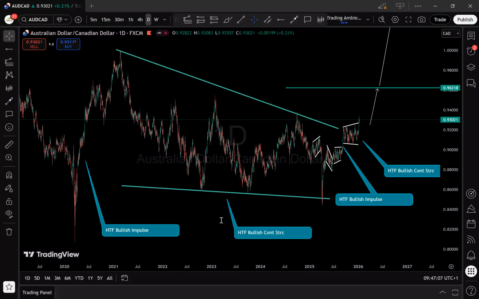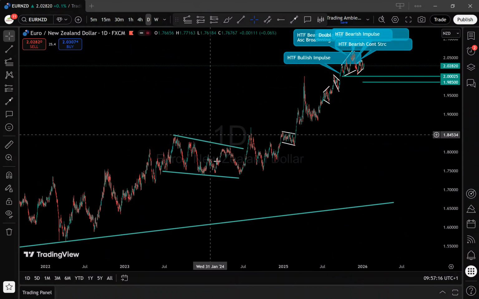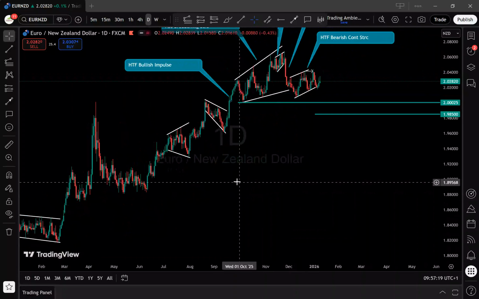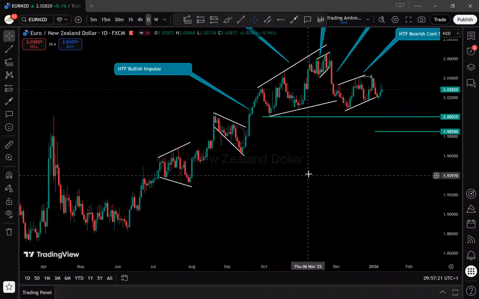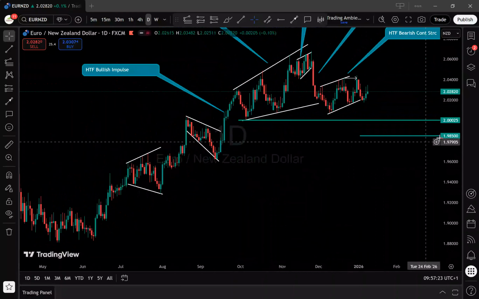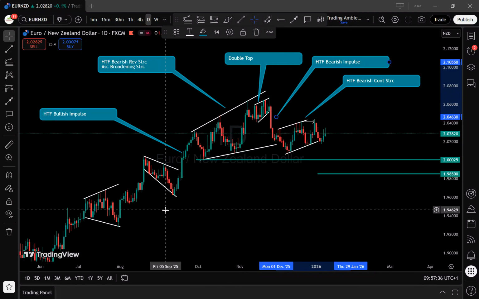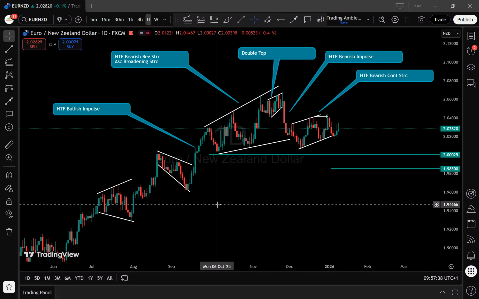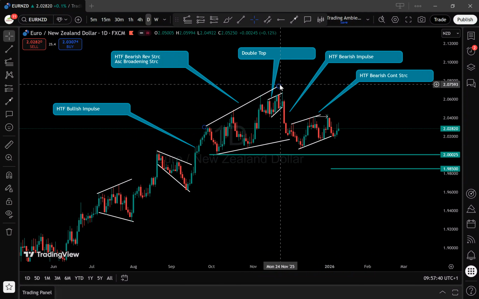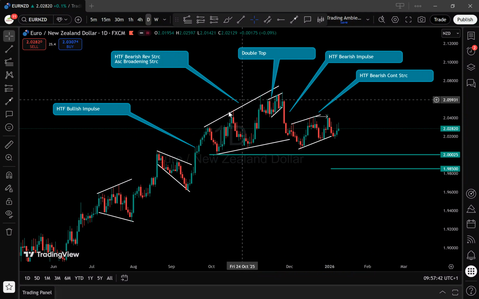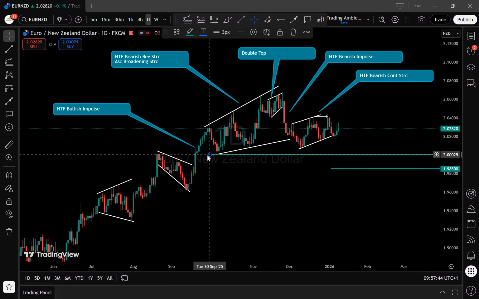So next in line is Euro New Zealand dollar. On Euro New Zealand dollar, we are keeping things simple. Last week we talked about this trade. We took a trade here that took us out at break even after 1 hour or so. On Euro New Zealand dollar, we have multiple bearish price actions here as well. We have a bullish impulse, and a bearish reversal structure right here.